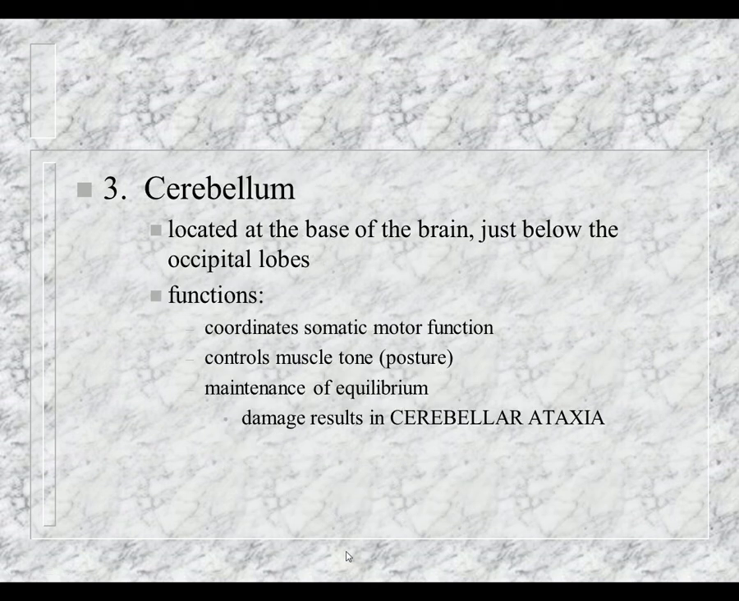The cerebellum, if you always see the word cerebellum, think balance. So if something goes wrong with the cerebellum, it's almost always going to result in what's called cerebellar ataxia, which means a staggering, unsteady, wide-based gait. Okay, so it does affect your posture and your movement.